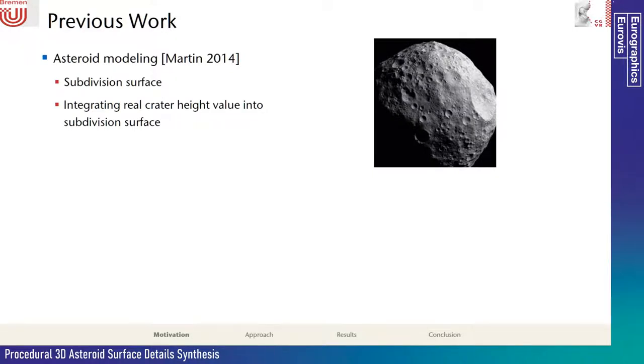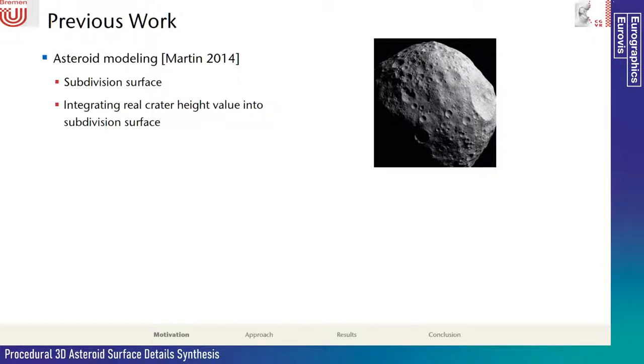In 2014, Martin generated some asteroids for testing the spacecraft landing system. Based on a handmade global subdivision surface, they directly overlaid the real heat map of craters onto its surface and achieved good results, but it's cumbersome and the manipulation is unintuitive.